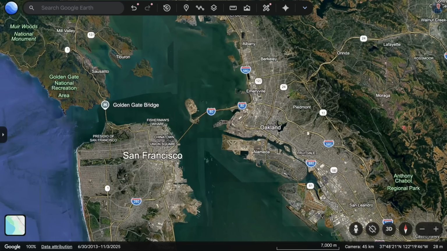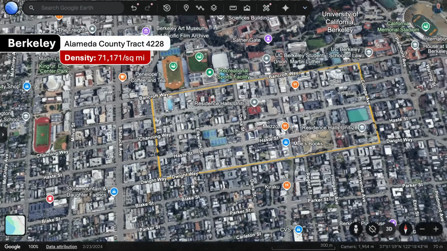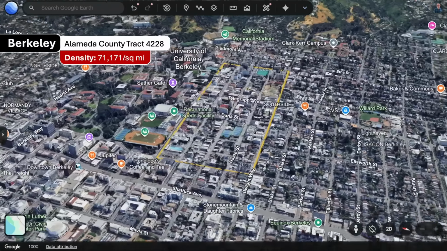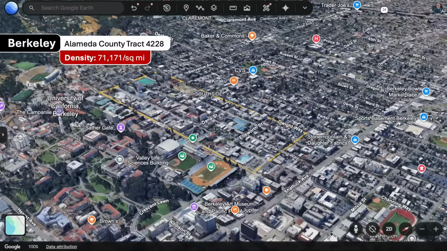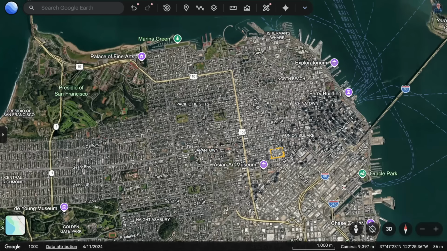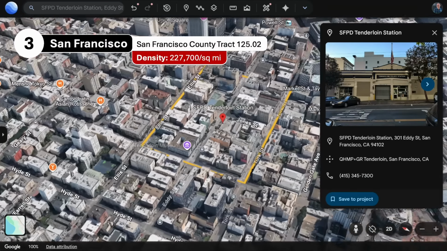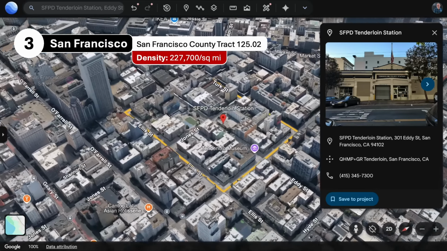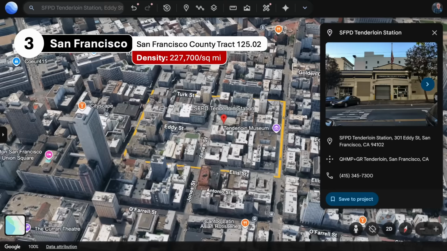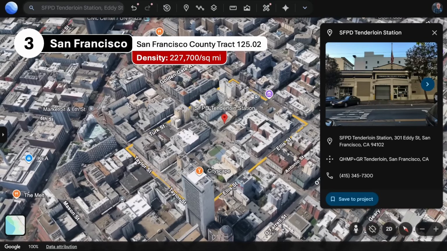Next up, number 3, the San Francisco metro area, home to 32 of the top 1,000 tracts. This includes Alameda County, tract 4228, along the south edge of the Berkeley campus, but the vast majority of the 32 tracts are in San Francisco proper. The location of the densest one might not be intuitive. It's in the Tenderloin, tract 125.02, just 4 blocks bounded by Ellis, Taylor, Turk, and Leavenworth. And this is, apparently, the 5th densest census tract in the US.